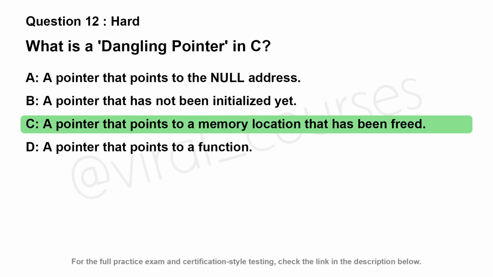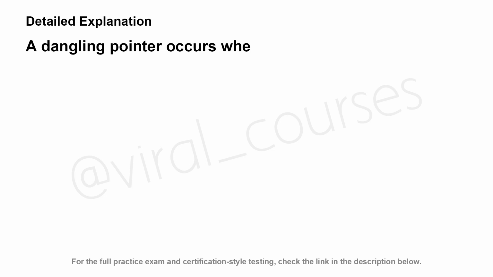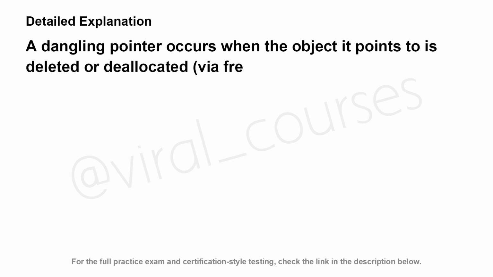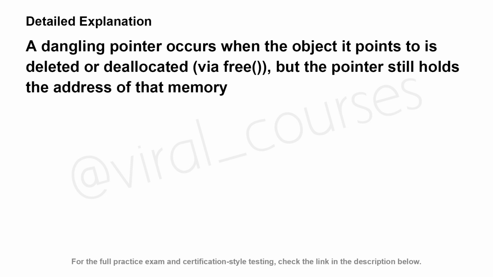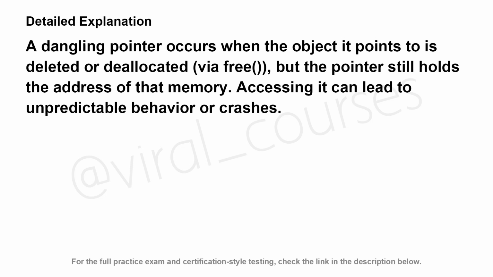The correct answer is C. A dangling pointer occurs when the object it points to is deleted or deallocated via free, but the pointer still holds the address of that memory. Accessing it can lead to unpredictable behavior or crashes.